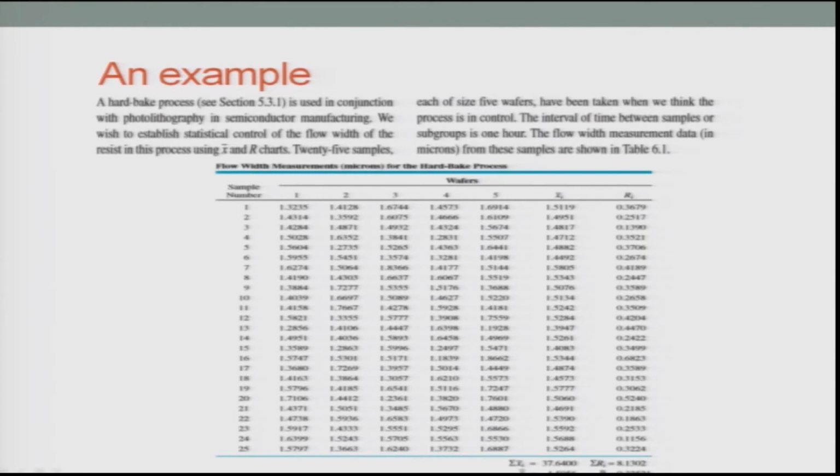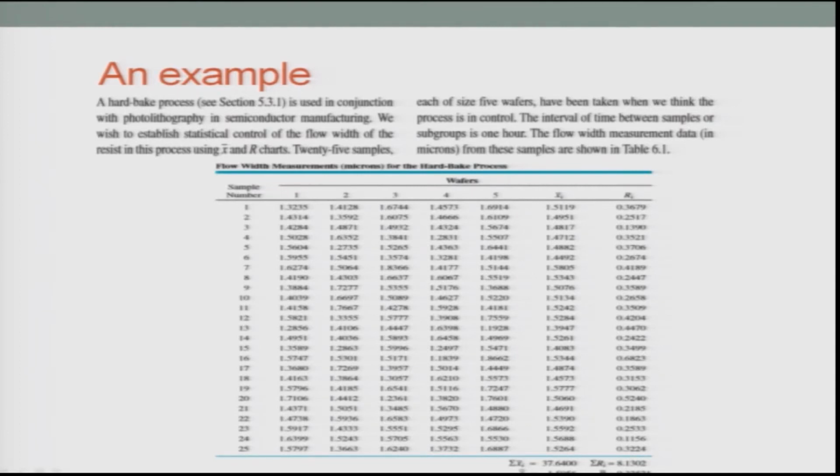A hard bake process is used in conjunction with photolithography in semiconductor manufacturing. We wish to establish statistical control of flow width of that process using X bar and R charts. 25 samples are taken, and this information is given in the table. In the first column you have the sample number, 1, 2 till 25.